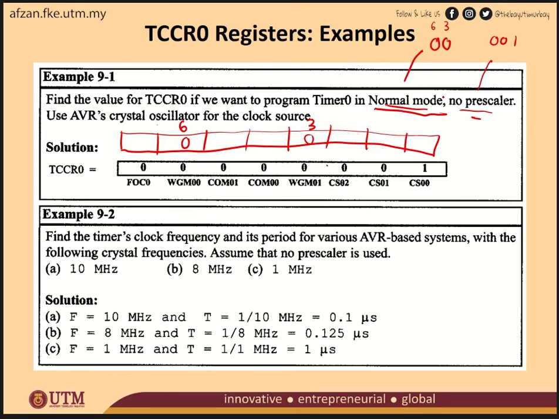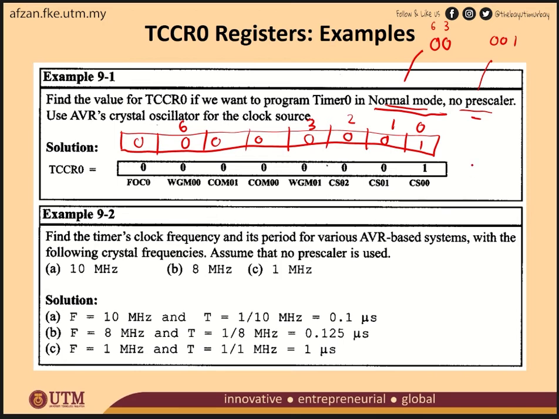Next, no prescale. What is the no prescale value? 0, 0, 1. Where do you need to put this 0, 0, 1? At bit 2, 1 and 0. So what about the rest? The rest you just put 0, 0. This is how you set your timer 0 using normal mode with no prescale.